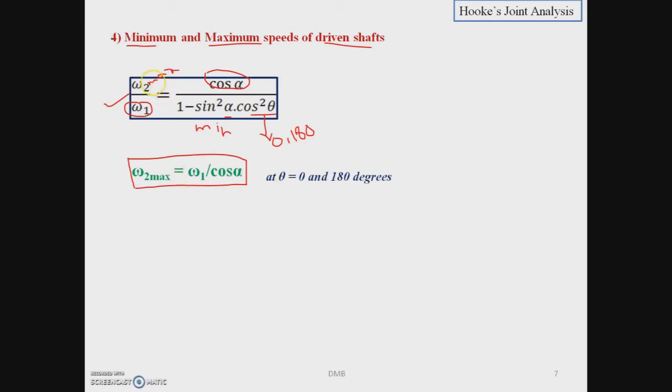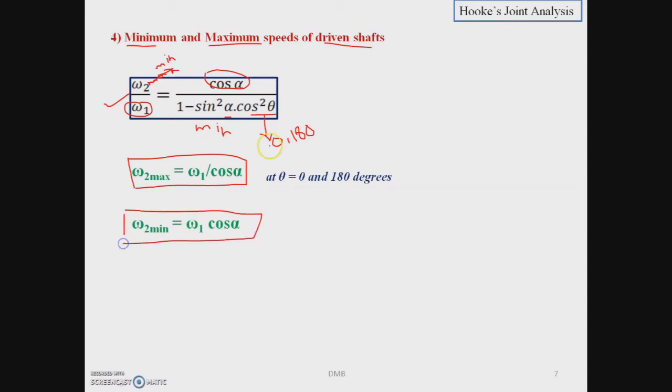Similarly, for omega 2 to be minimum, the numerator is constant, the denominator should be maximum. For the denominator to be maximum, cos of theta should be minimum, and cos of theta is minimum when theta is equal to 90 or 270 degrees, because cos of 90 is 0. So the numerator will be such that it will give the minimum speed of the output shaft, which is equal to omega 1 into cos of alpha.